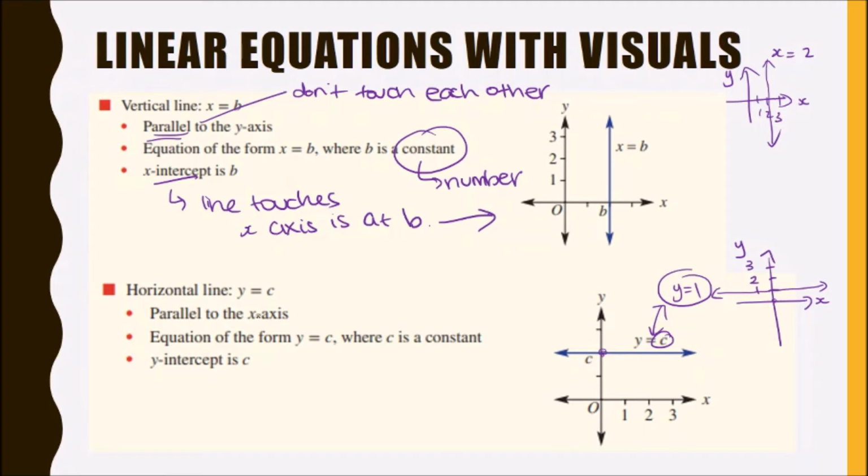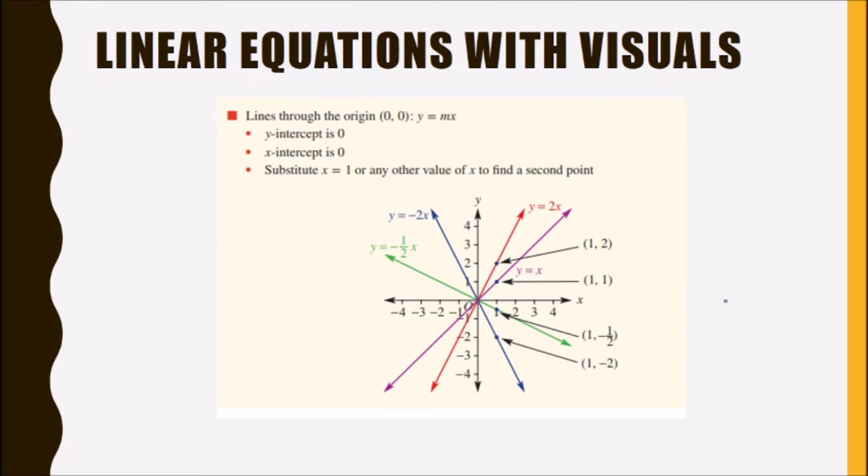So this line is parallel to the x-axis, meaning that this blue line and this black line here, because this is the x-axis, are parallel, meaning they don't touch. They could go on forever, but they don't touch. c being a constant, which means a number, the y-intercept is c, just like how I've drawn here that the y-intercept is 1. Remember, the intercept is when they touch the y-axis.